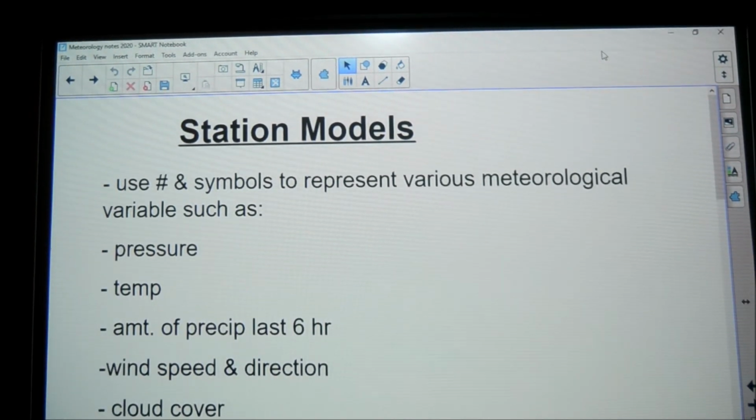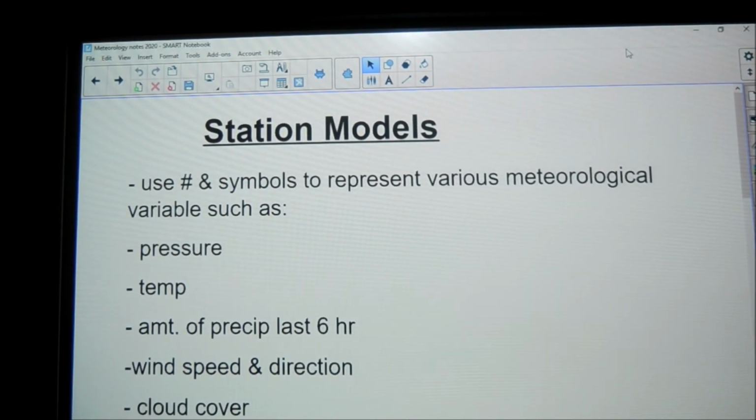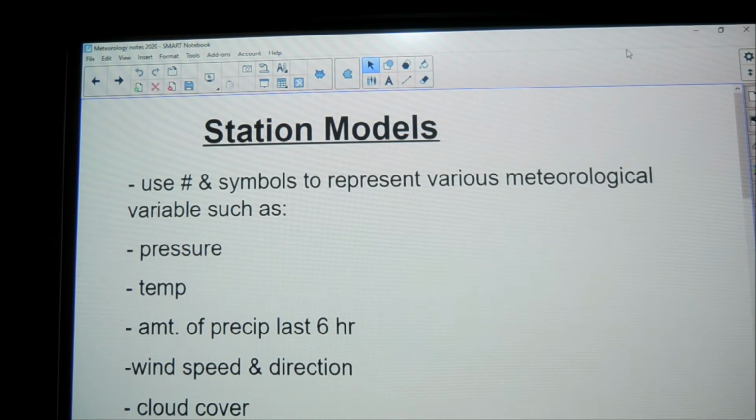Okay, today we're going to talk about station models. The whole idea of a station model is using numbers and symbols to represent various data such as temperature, pressure, cloud cover, the wind direction, wind speed, how much precipitation you've had in the last 6 hours, and the change in your pressure.